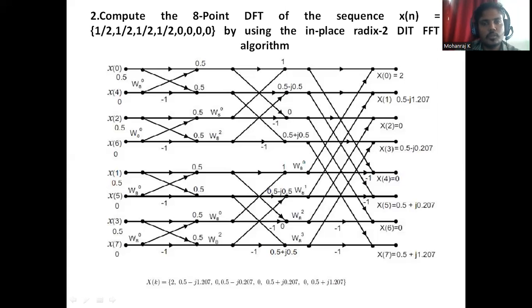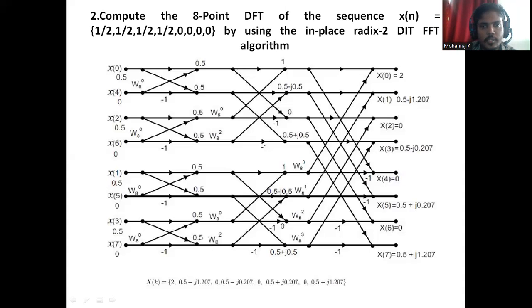For the top value here, 0.5 plus 0.5 equals 1. For the next value, 0.5 times minus j gives minus 0.5j, so we get 0.5 minus j 0.5.